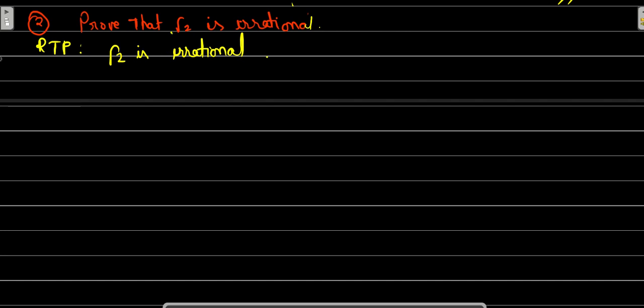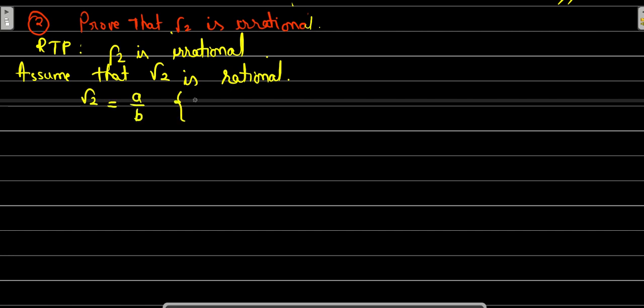So proof by contradiction means we will assume, let us assume that root 2 is rational. If any number is rational, it can be written in the form of a by b, right? So root 2 can be written as a by b, where can b be 0? No, not at all. And a and b should be co-primes. Okay, a and b have to be co-primes. So root 2 is equal to a by b, where b is not equal to 0, and a by b we have chosen such that they are co-primes.